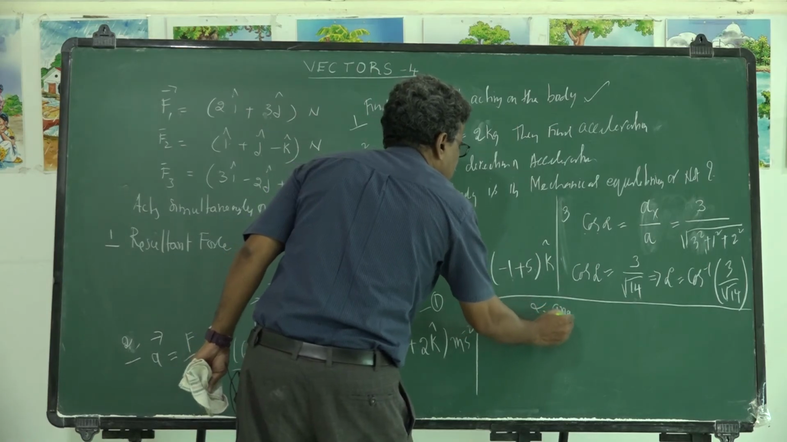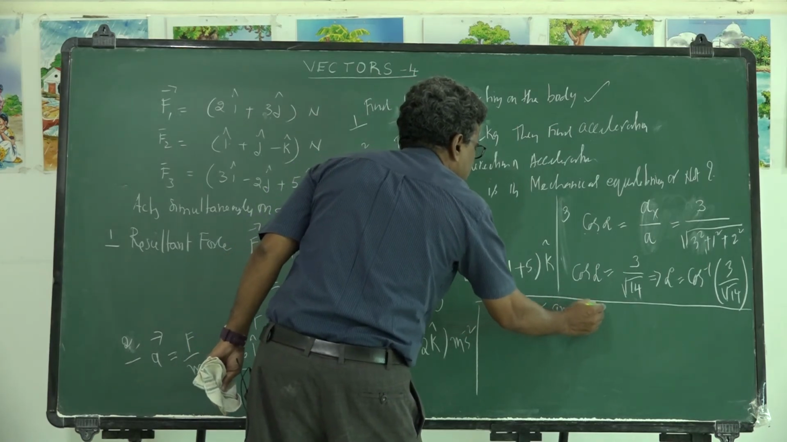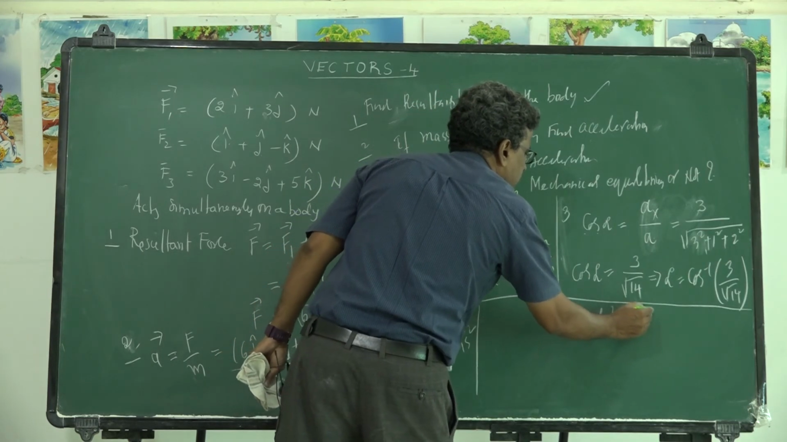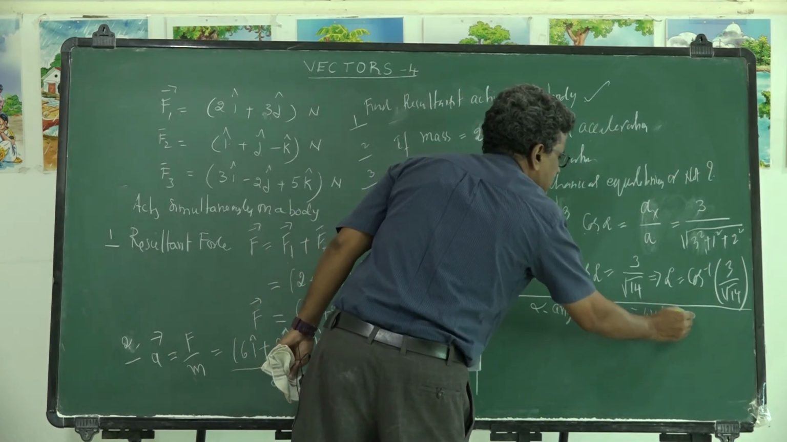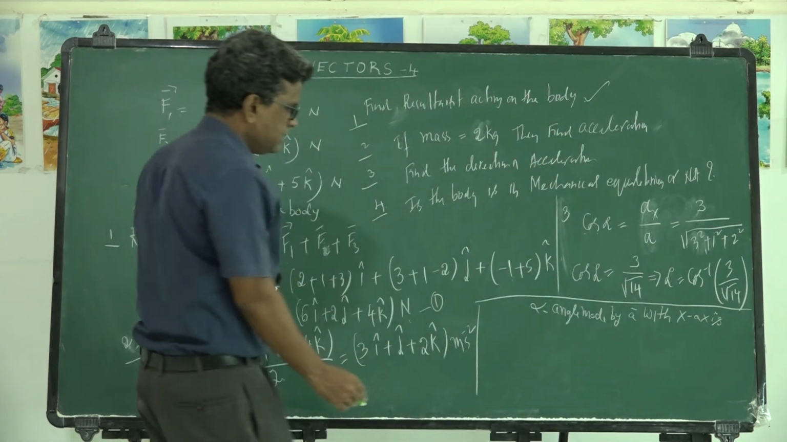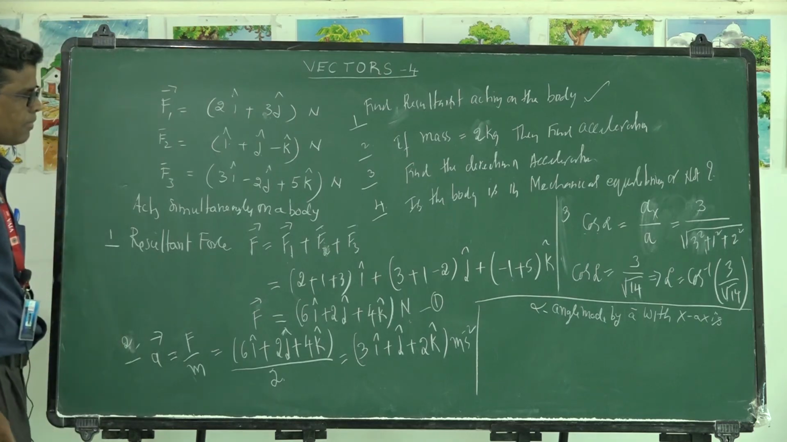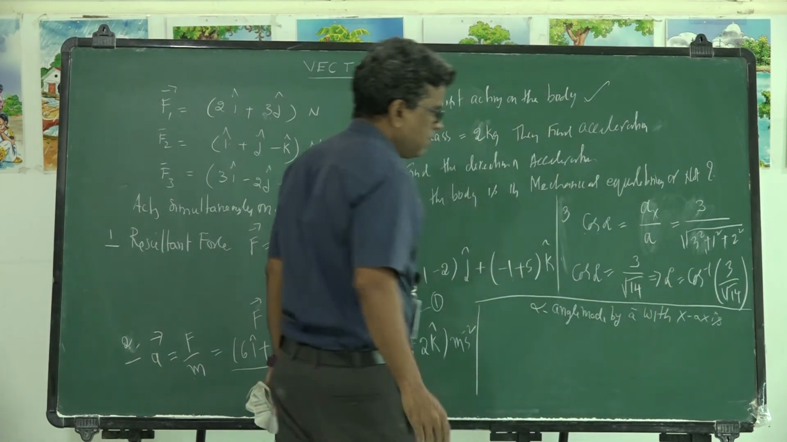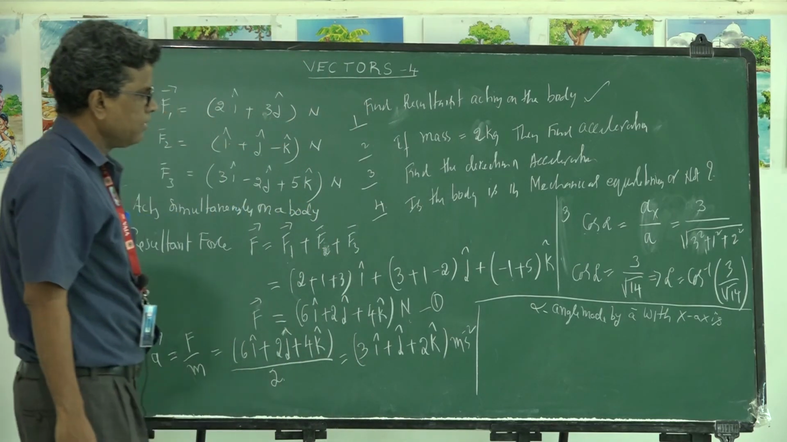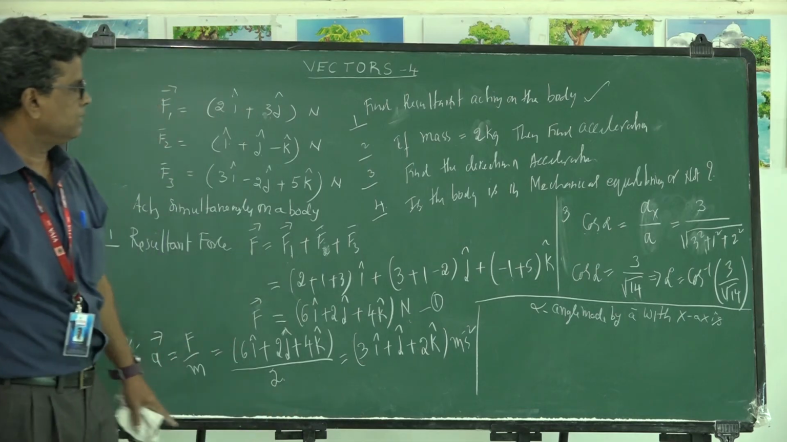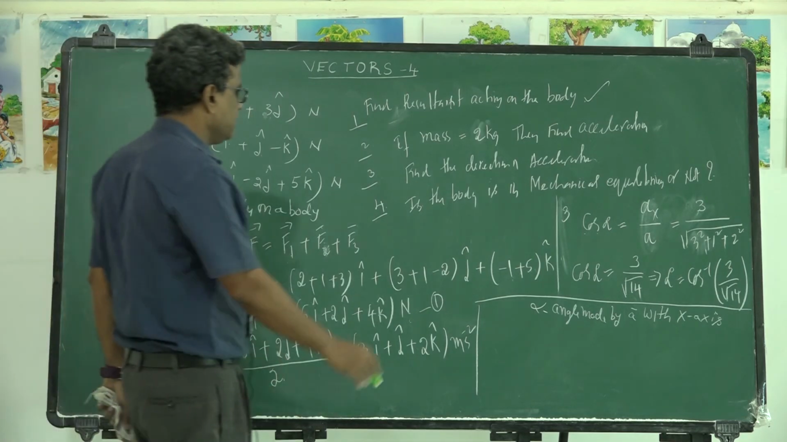Alpha is the angle made by the acceleration a bar with the x-axis. Our reference is the x-axis. This is the answer. This much of angle, or cos inverse 3 by root 14, with the x-axis. This is the answer for the third question.